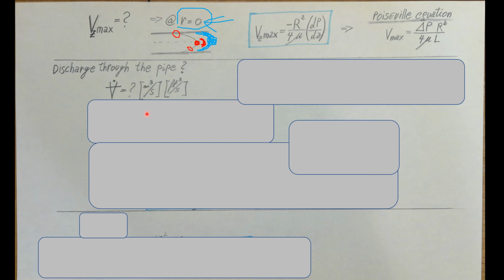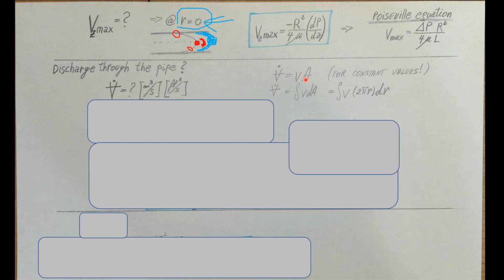So how are we going to find that? A formula for volume flow rate would be velocity times area. But this we can use only when the values are constant. Here we know that this V is a function, right? We just found it in the previous question. Therefore, in order to use this formula, we need to use its integral form.